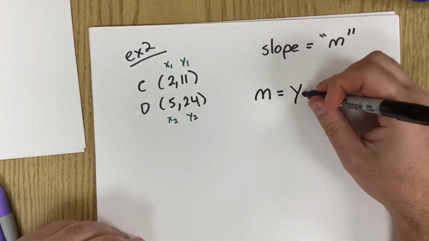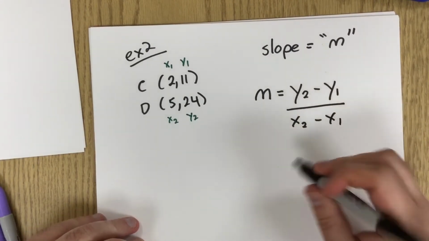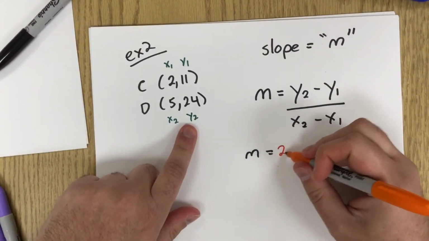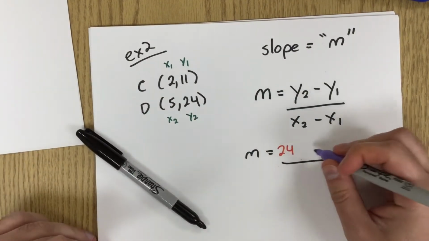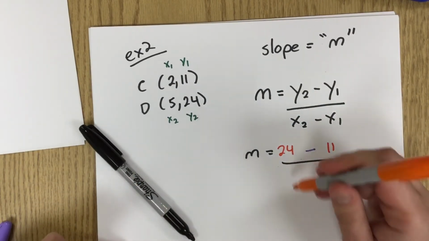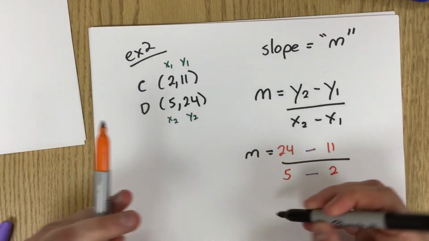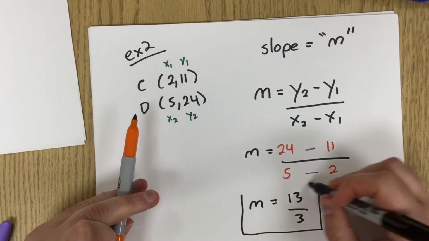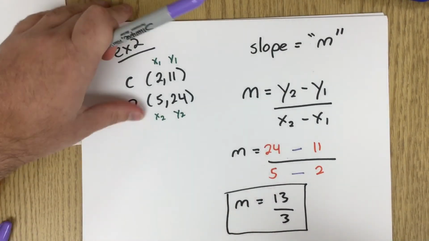So slope, as we remember, the formula is y2 minus y1 over x2 minus x1. So we plug in our points. y2 is 24. Subtract. y1 is 11. x2 is 5. Subtract 2. And we get that the slope is equal to 24 minus 11 is 13, 5 minus 2 is 3. And that's the slope. This is an improper fraction, but you could just keep it like that. There's no reason to change it. Just leave it the way it is.